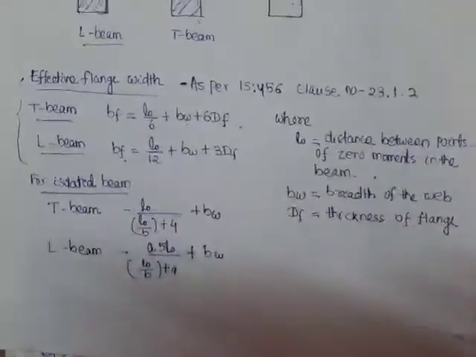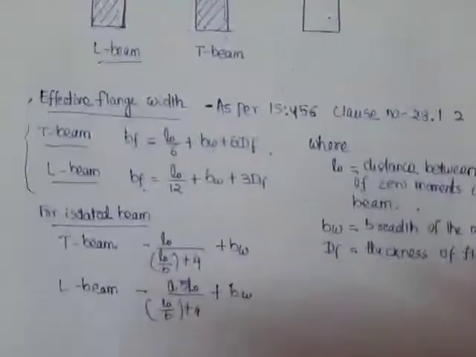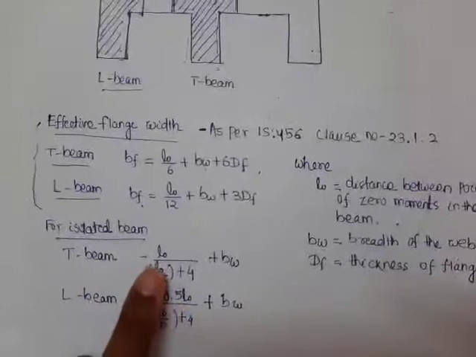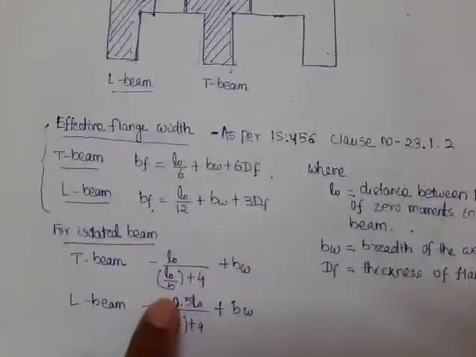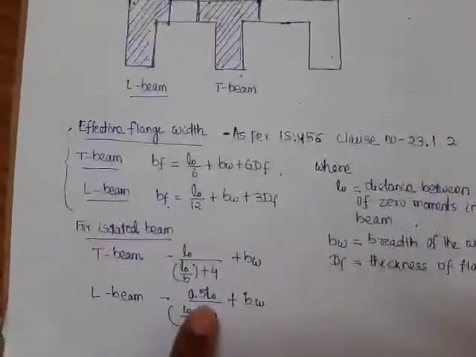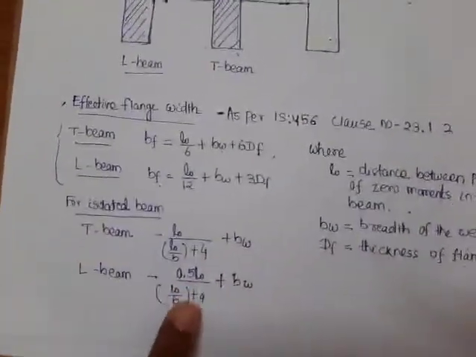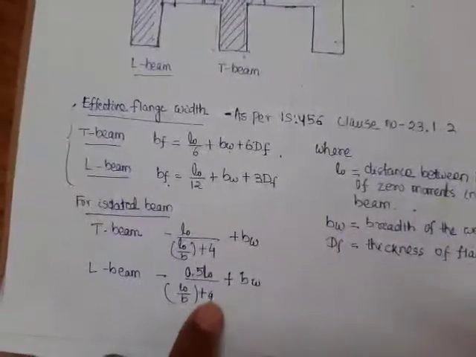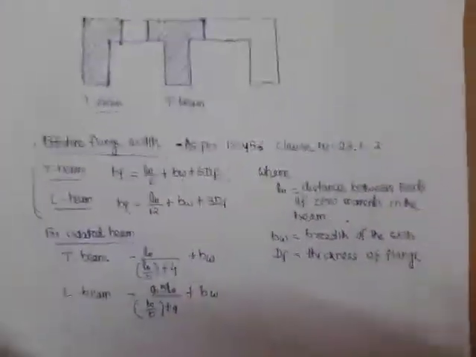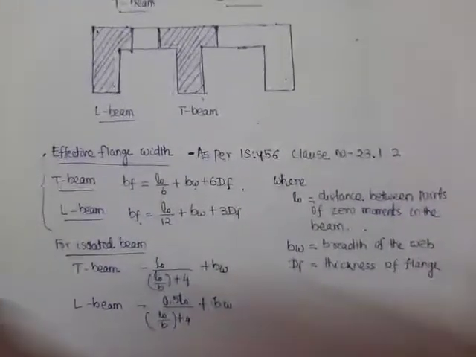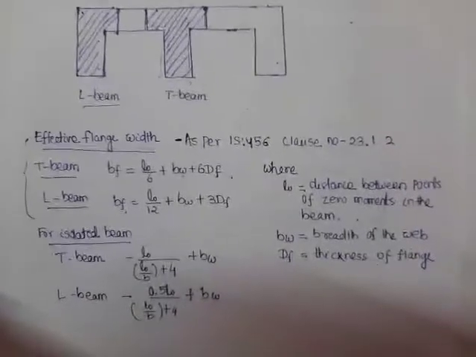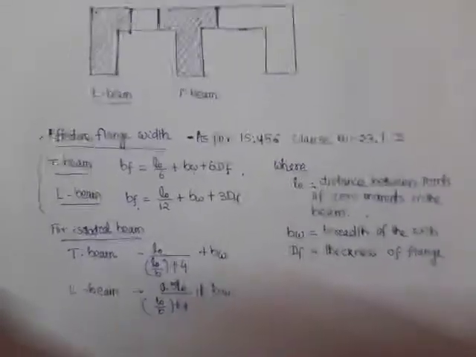But if there is a single beam, that means an isolated beam, the bf for T beam will be calculated as L0 divided by (L0 by b plus 4) plus bw, and for L beam 0.5 L0 divided by (L0 by b plus 4) plus bw. So this is about how we will calculate the effective flange width of a T beam and L beam as per our IS 456 recommendation.